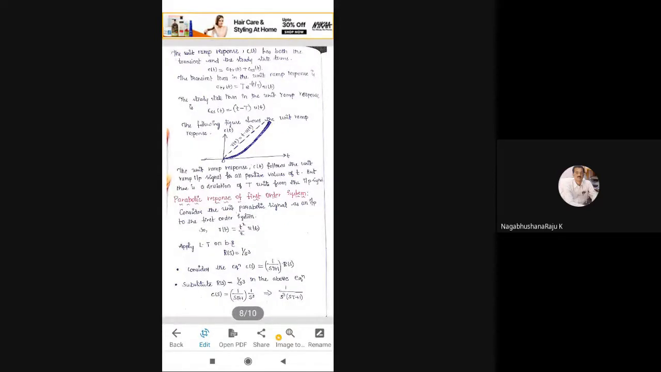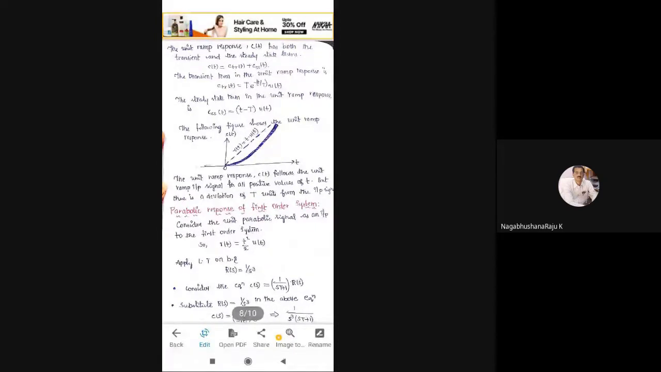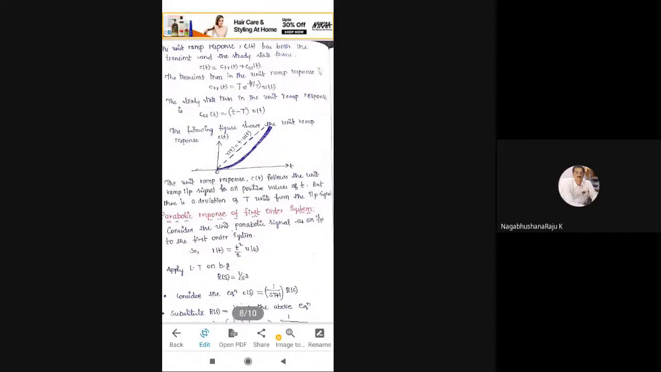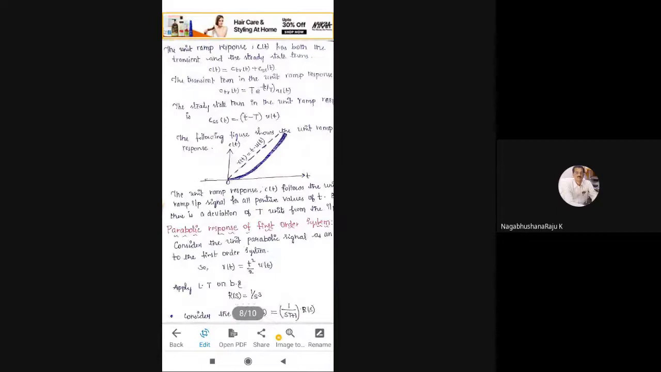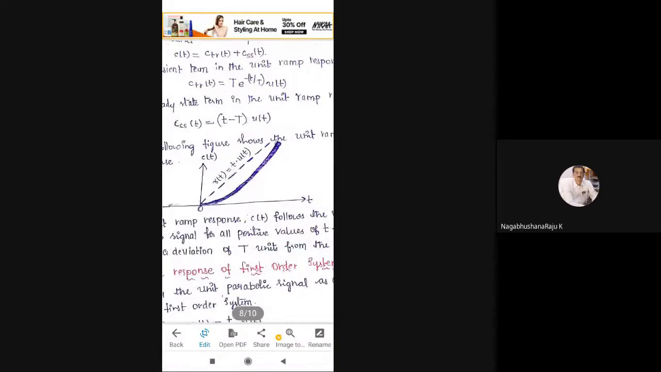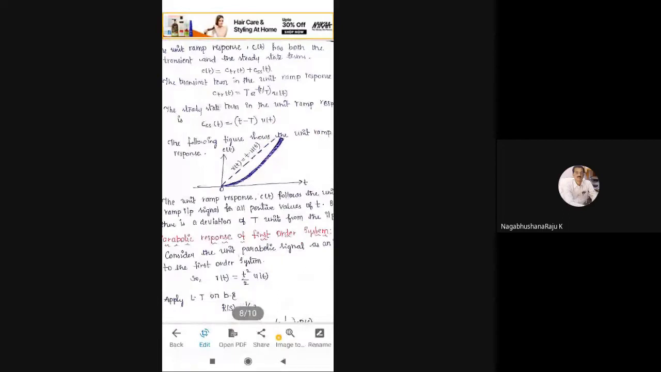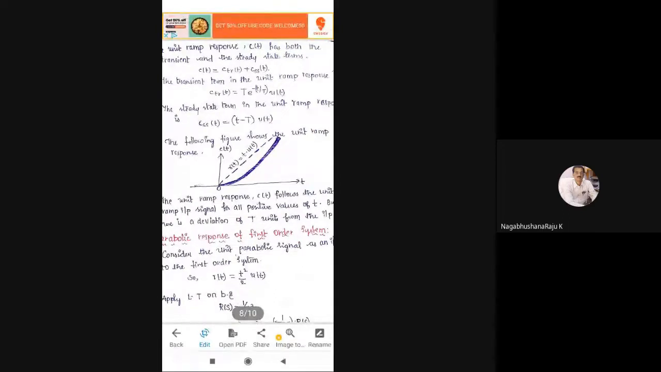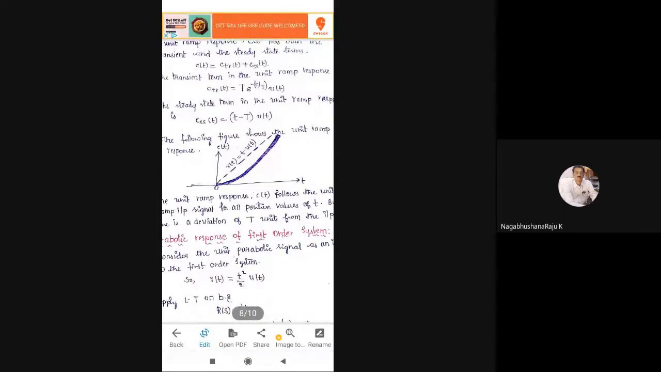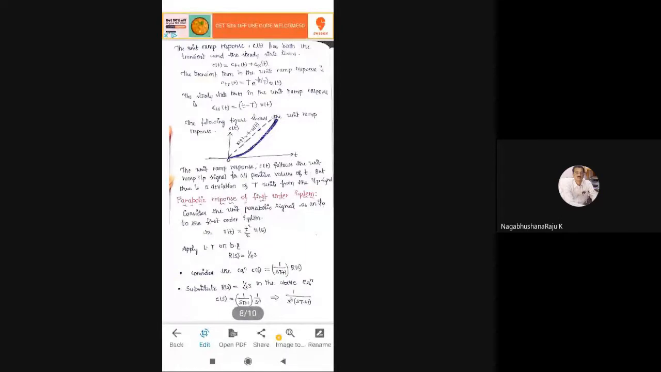This unit ramp response c(t) has both the transient and the steady state terms. That is c(t) equals c_tr(t) plus c_ss(t). In this, the transient term of the unit ramp response is c_tr(t) equals T into e power minus t by T into u(t). The steady state response of the unit ramp response we get is c_ss(t) equals t minus T into u(t). So finally, the unit ramp response has both transient and steady state terms.